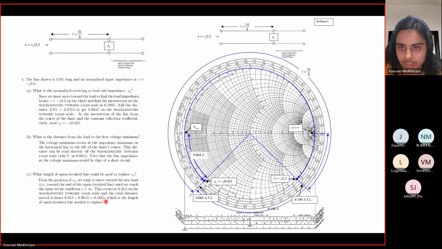So that means if you have an open circuit line, then that would give you basically the same analogous form of your circuit. Okay, so that would replace ZL. So ZL at this distance is equivalent to having an open circuit line of 0.186 lambda with the impedance given as infinity because it's open circuit. Okay.